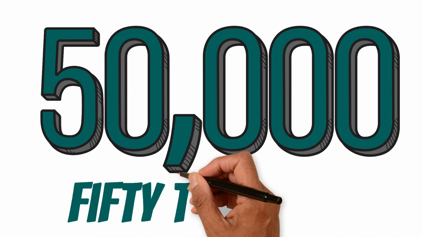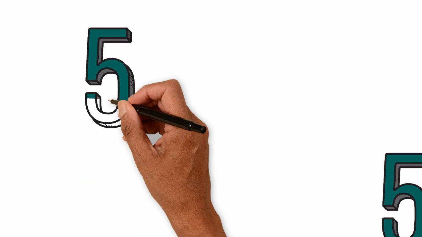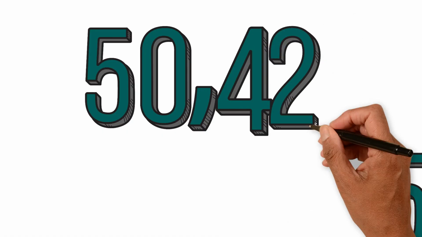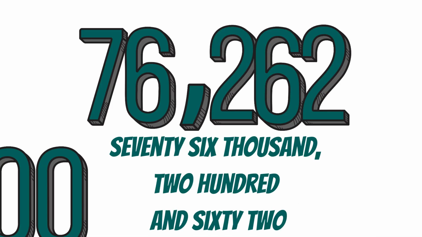Here is 50,000. The comma sits after the number 50. Therefore, if we add further numbers, we know where to pause. 50,000, 425. 76,000, 262. The numbers after the comma follow their original formula.